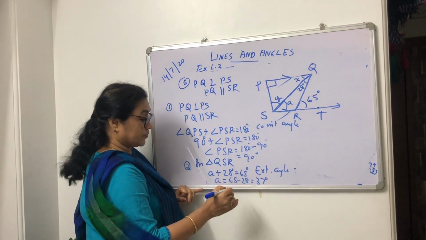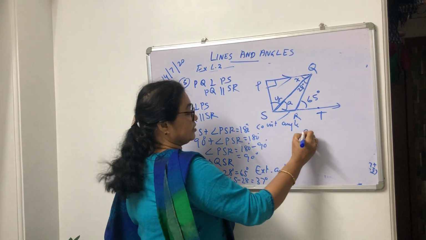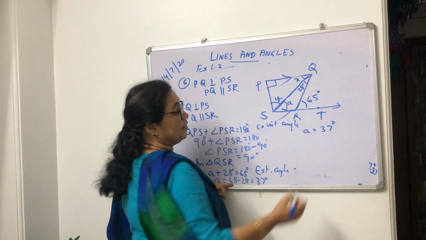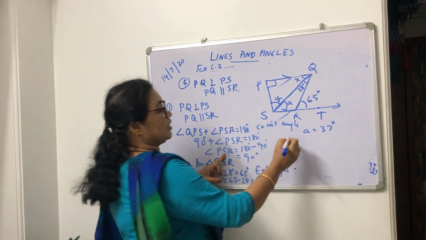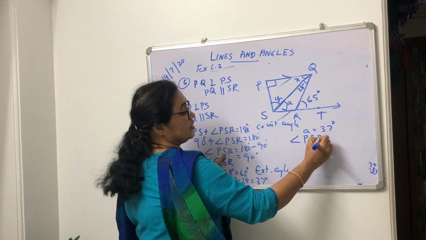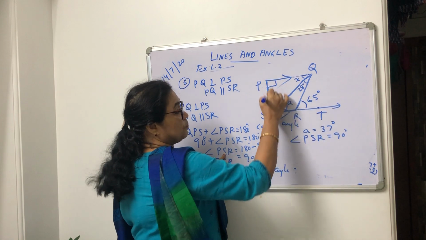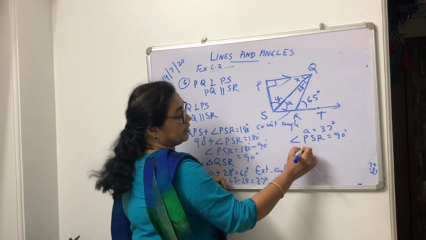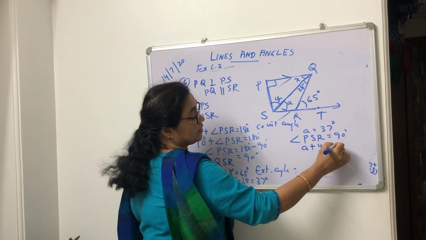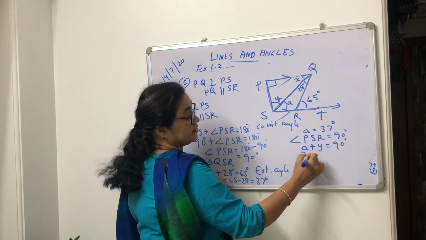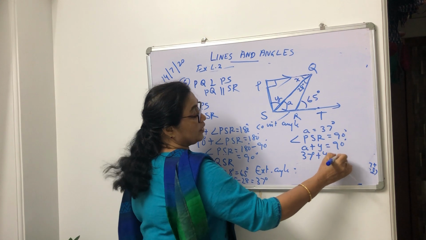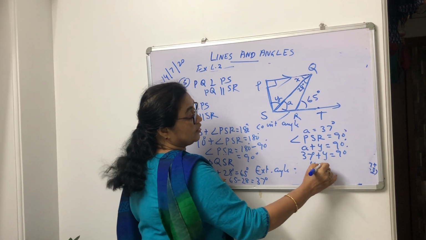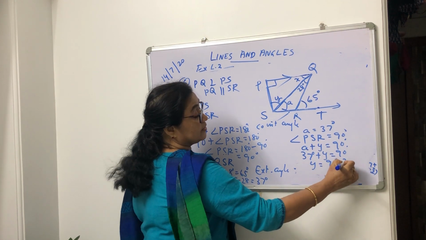37 degree. So A is 37 degree. You know this angle PSR is 90 degree. So this PSR, here we got it 90 degree. Therefore I am writing A plus Y is 90 degree. A is 37 plus Y is 90 degree. So Y is equal to 90 minus 37.